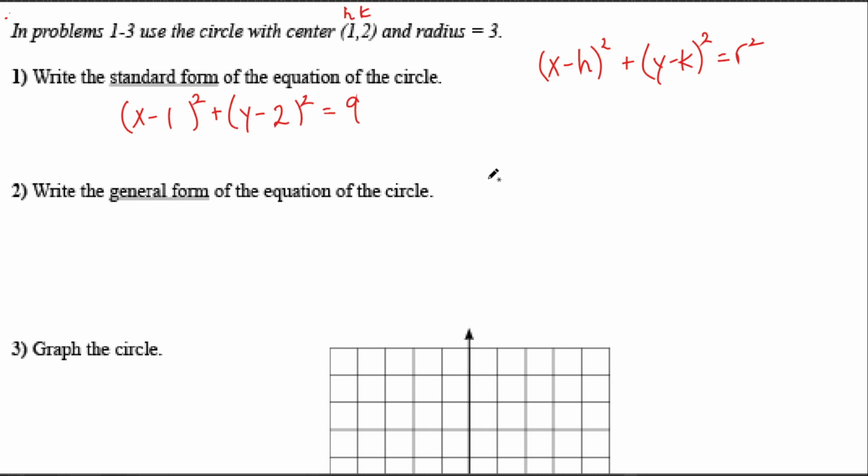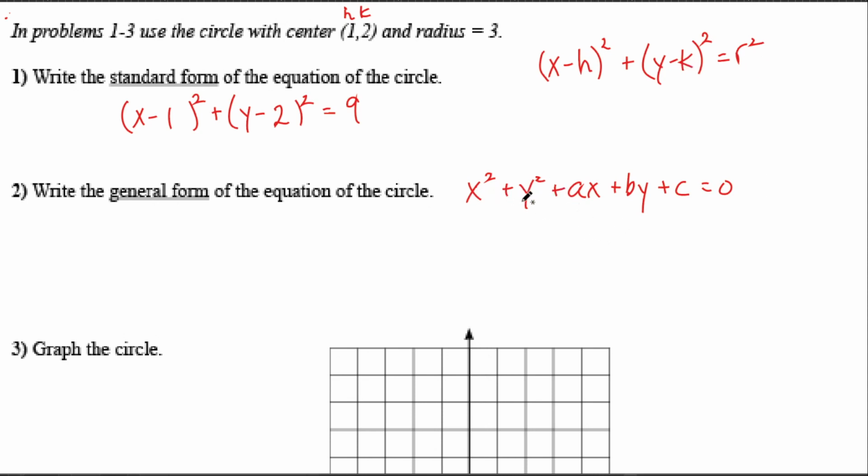All right, general form. That's a little bit tougher. What's the general form? You remember that? Isn't it x squared plus y squared plus ax plus by plus c equals 0. So basically, it's this, but what did we do to this? We FOILed it out, right? We FOILed this, and then we stuck everything on the left-hand side.